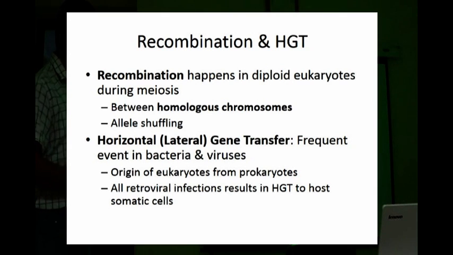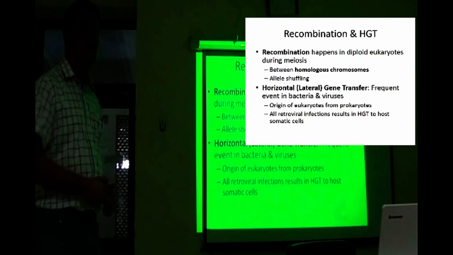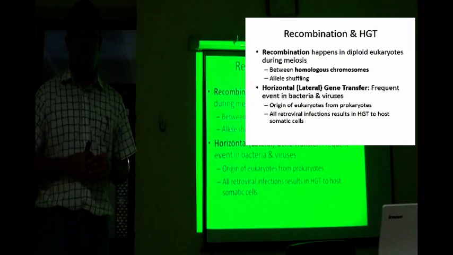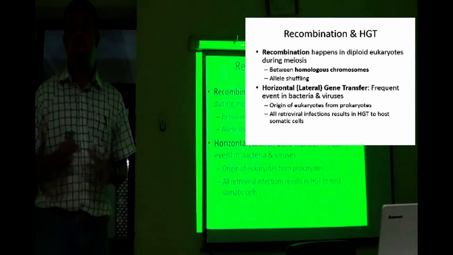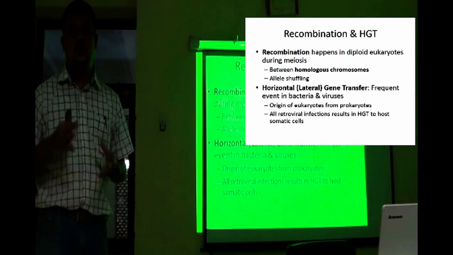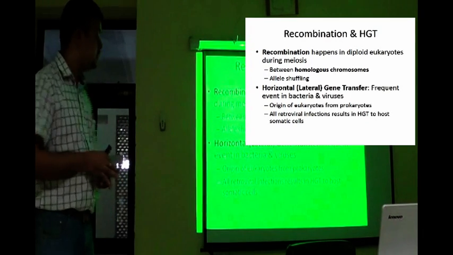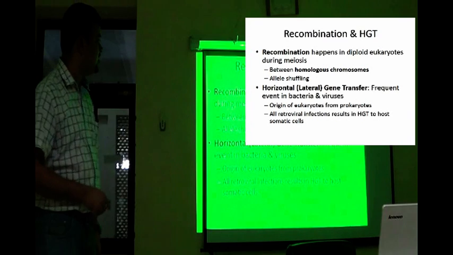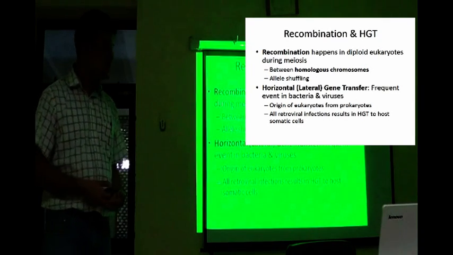Recombination happens in diploid eukaryotes during meiosis, right? That is between homologous chromosomes, right? The exchange of the alleles, or allele shuffling, happens during meiosis of the diploid organisms, right? Then horizontal or lateral gene transfer, which is frequent in bacteria and viruses.